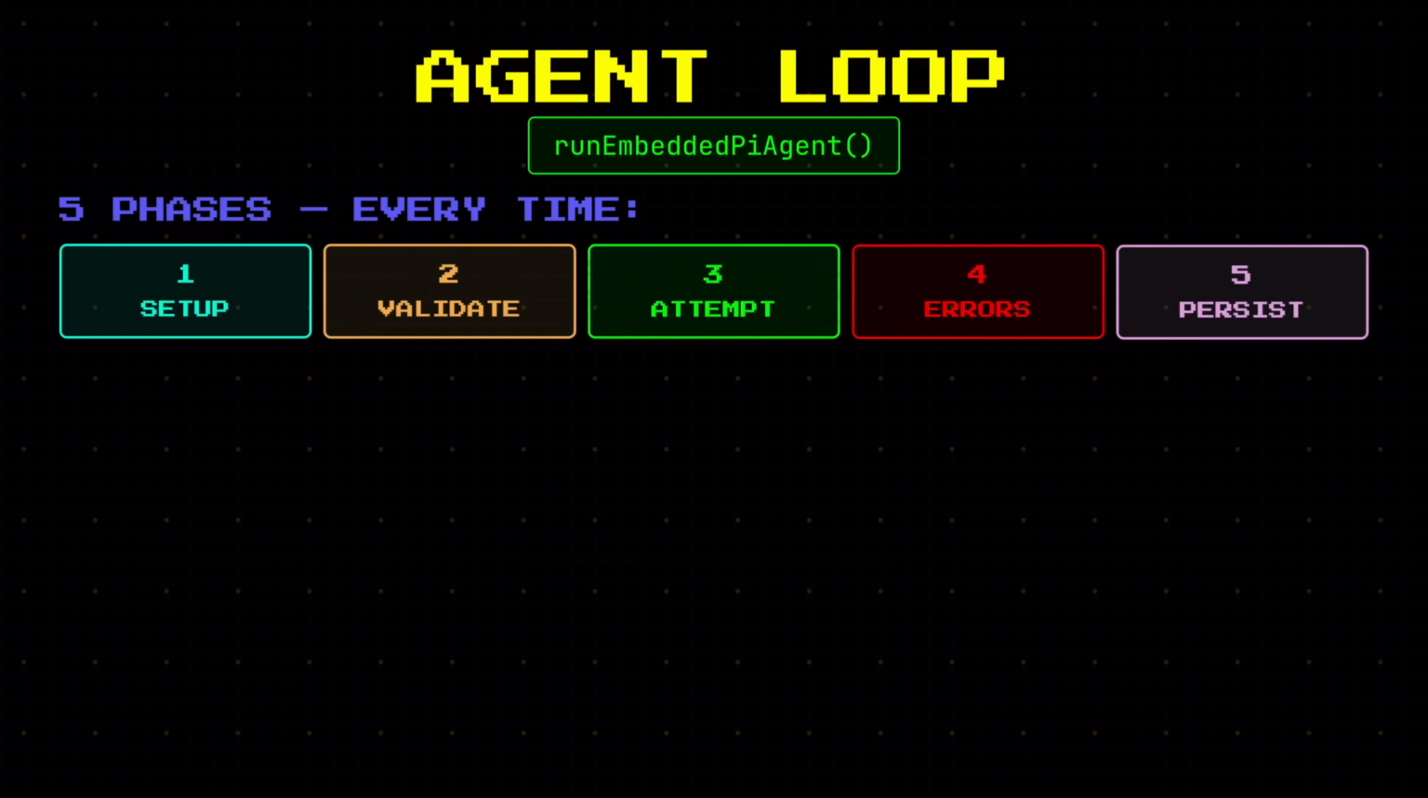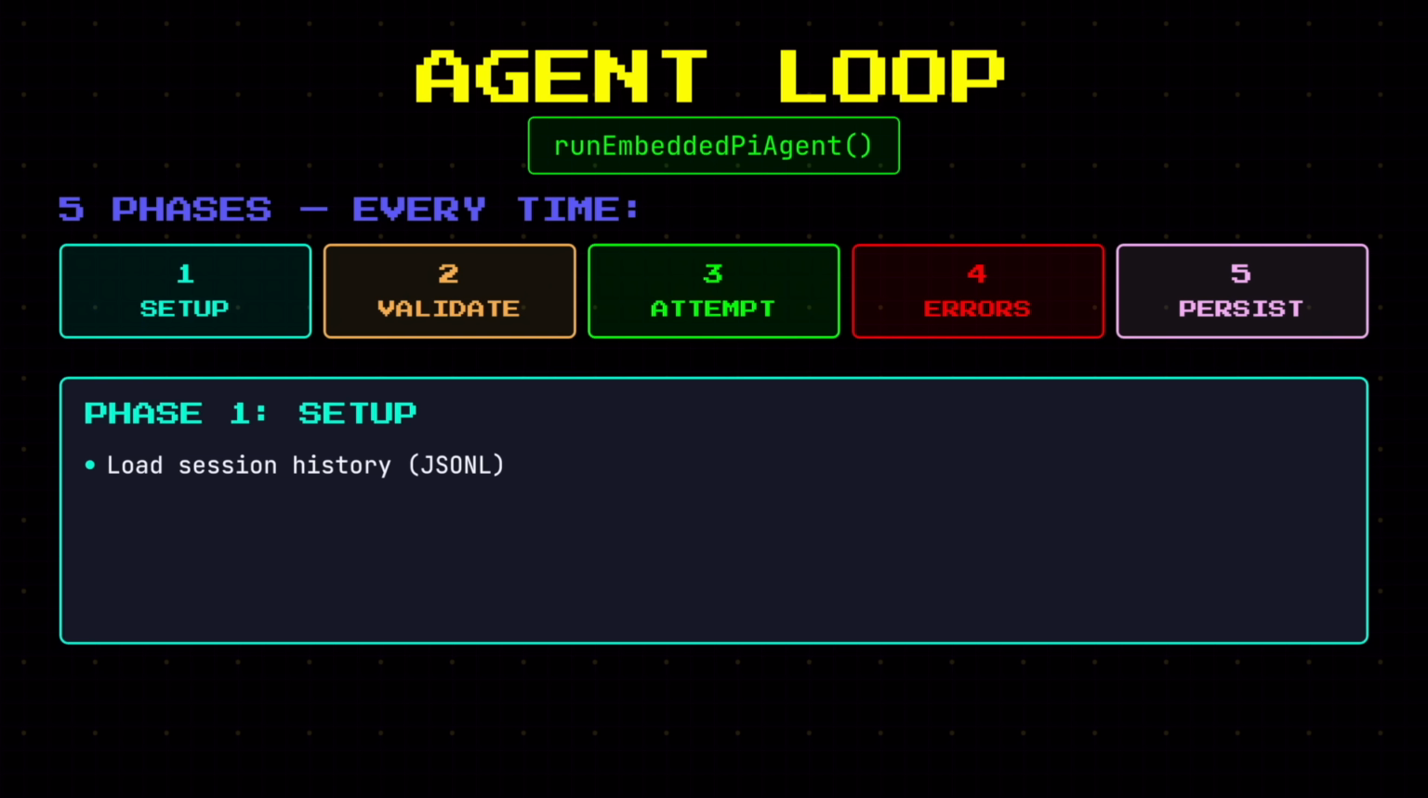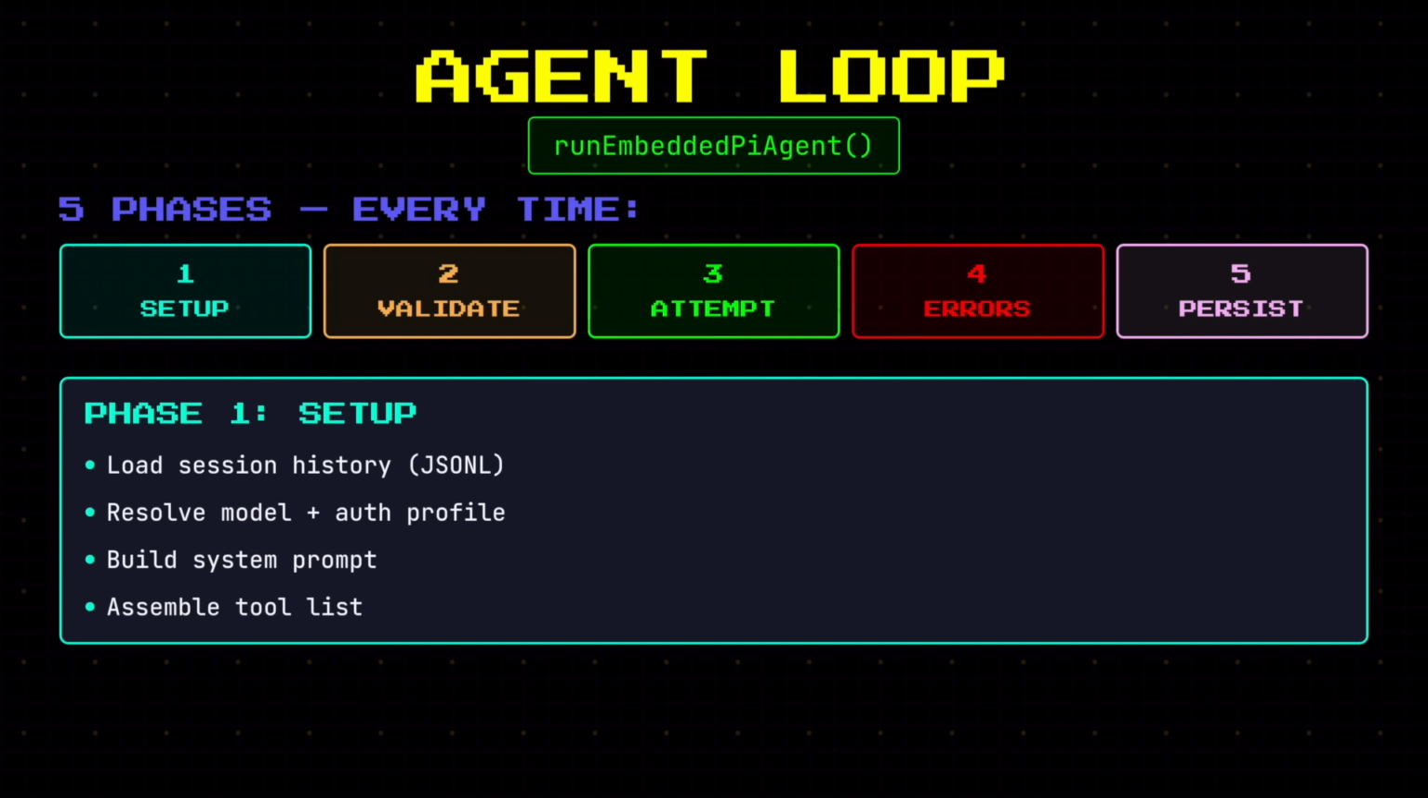Phase 1 is setup. The agent loads the session history from disk, stored as a JSON-L file, one JSON object per line. It resolves which model to use and which auth profile to pull credentials from, with failover options baked in. It builds the system prompt and assembles the list of available tools based on the tool policy for this request. Phase 2 is context window validation.